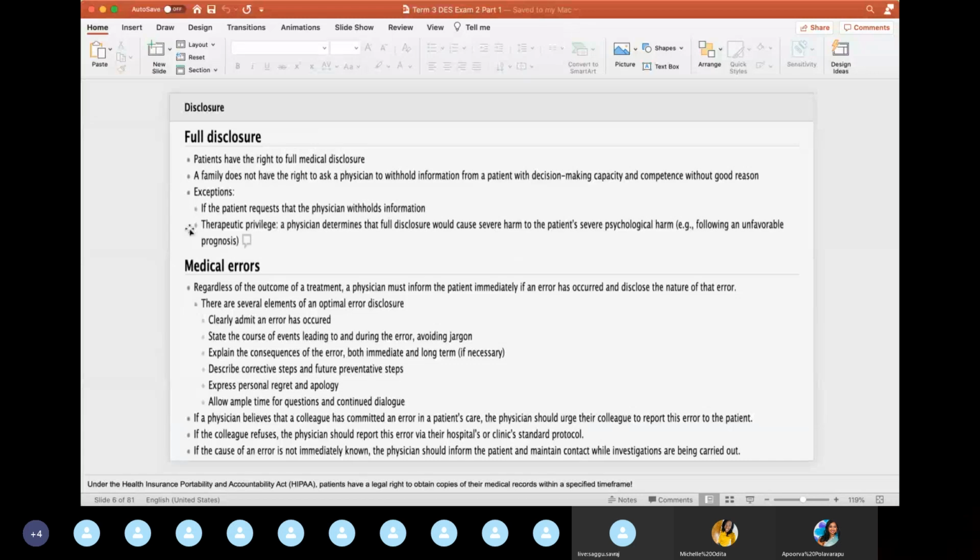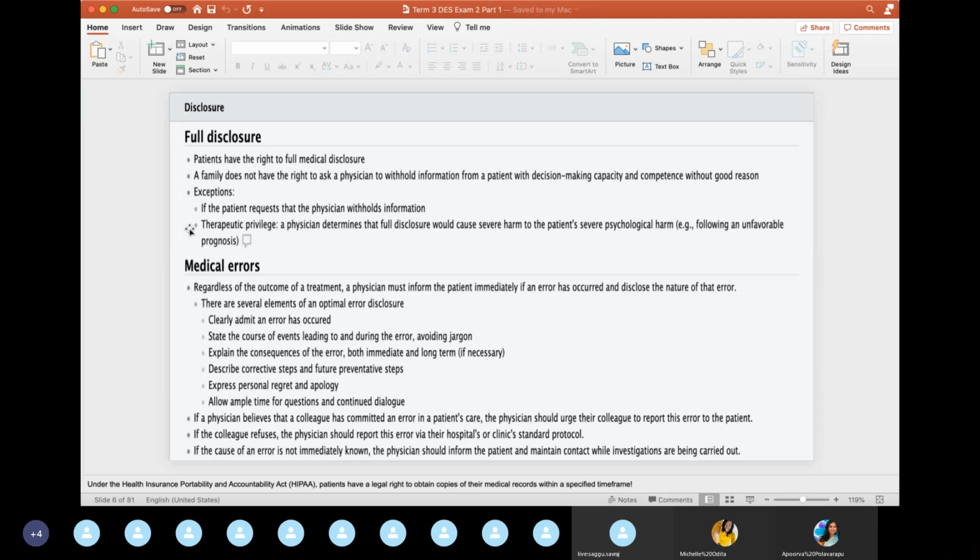Full disclosure and medical errors. Do you have the right to full disclosure? Yes, the patient has the right to full medical disclosure. Does the family have the right to ask the physician to withhold information from a patient that is competent and has decision-making capacity? No, a family does not have the right to ask a physician to withhold information from a patient who's competent and has decision-making capacity.